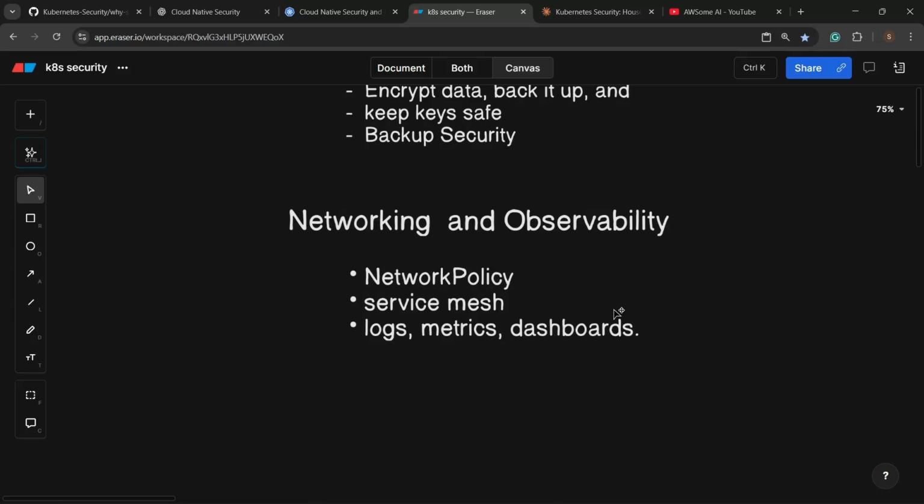And then observability. By observability, we can set up logs, metrics and dashboards, by which we can track historical data about the users, which users accessed what, or if any application goes down or crashes, what happened so that the application crashed. We can watch all the logs and track the things that went wrong in our cluster.